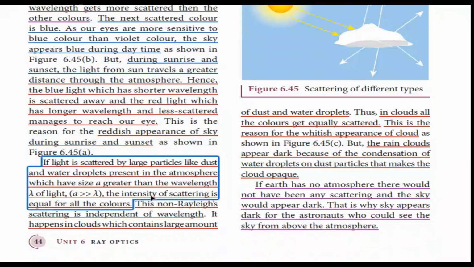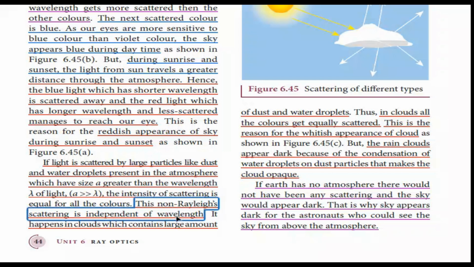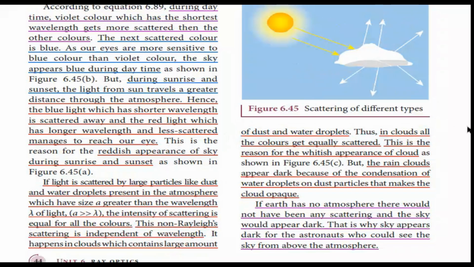And if light is scattered by large particles like dust and water droplets present in the atmosphere, which have size A greater than the wavelength lambda of light, A will be very much greater than lambda. The intensity of scattering is equal for all the colors, and this is called non-Rayleigh scattering, and it is independent of the wavelength. And it happens in clouds which contain a large amount of dust and water droplets, like this. Thus in clouds, all the colors will get equally scattered, and that's the reason for the whitish appearance of cloud, as shown in this diagram.